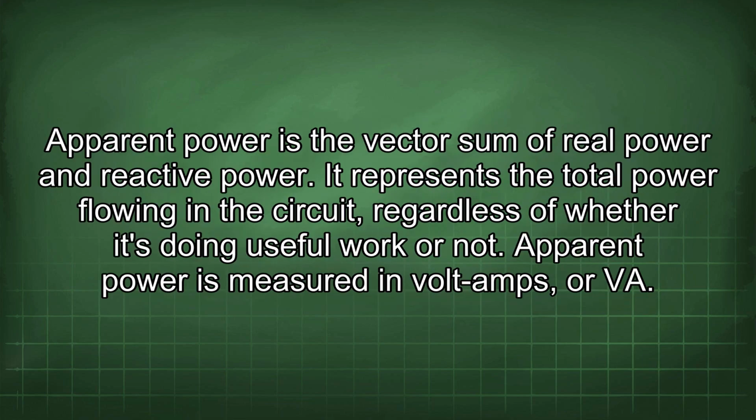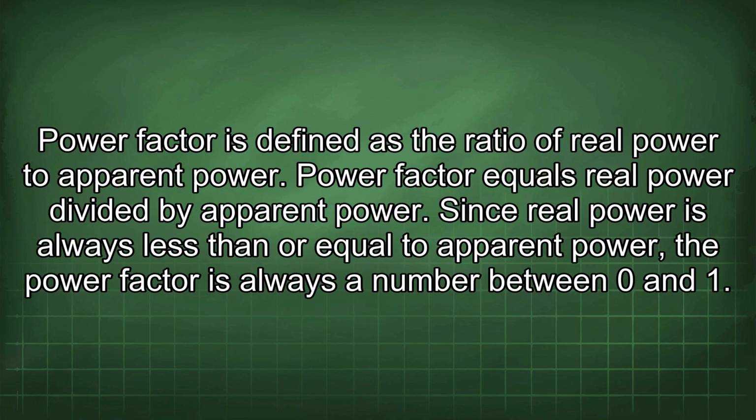Apparent power is the vector sum of real power and reactive power. It represents the total power flowing in the circuit, regardless of whether it's doing useful work or not. Apparent power is measured in volt-amps, or VA. Power factor is defined as the ratio of real power to apparent power. Power factor equals real power divided by apparent power.